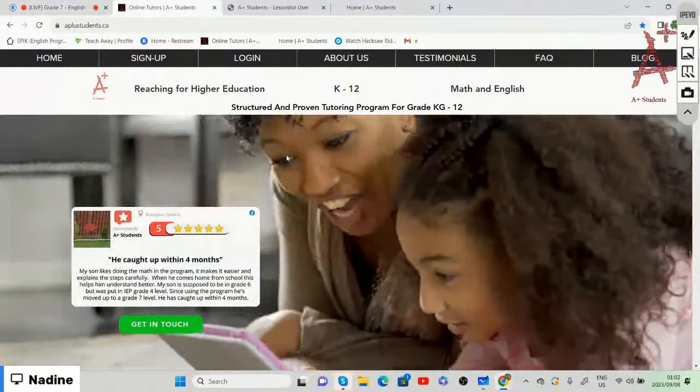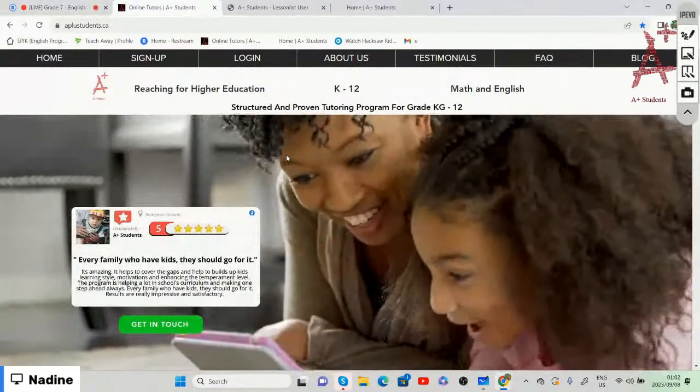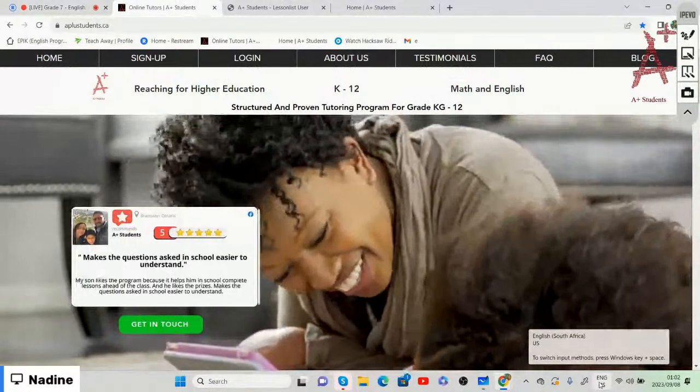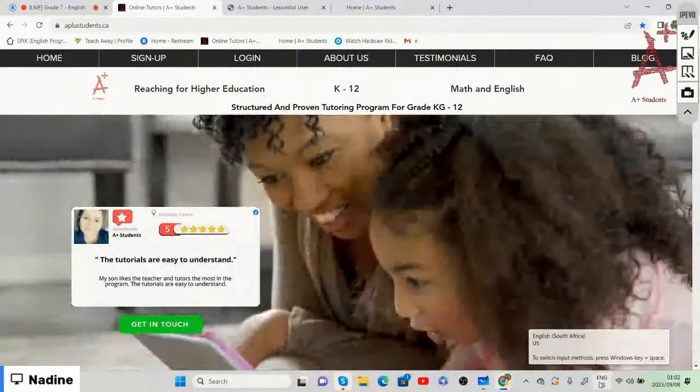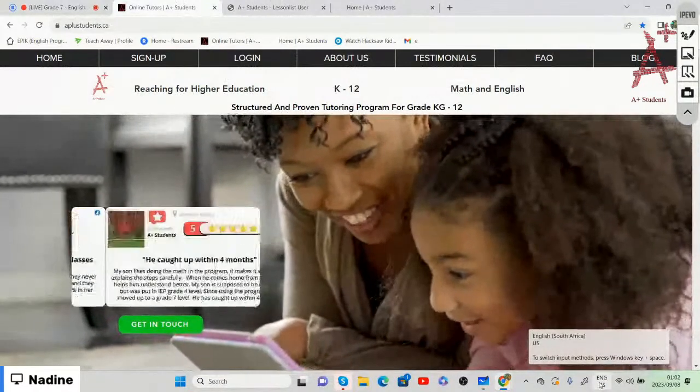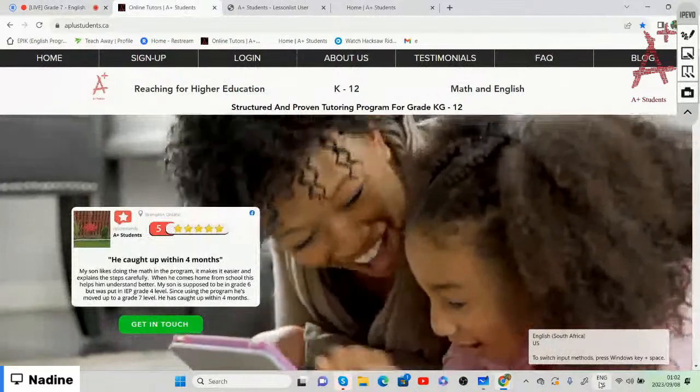So for today, we will be doing our grade 7 English lesson on subject-verb agreement. So we'll be doing our English grade 7 lesson on subject-verb agreement.